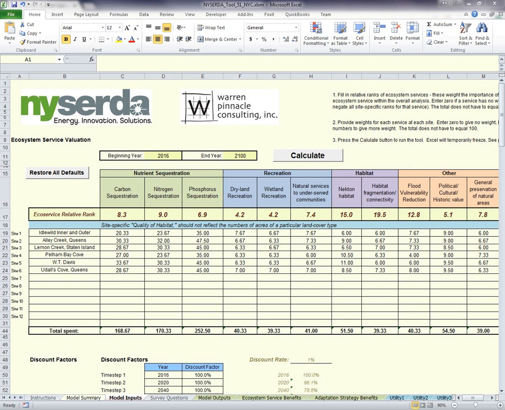Okay, welcome to part 2 of the DMMT tutorial. In this case, we're going to be changing model inputs and assumptions and seeing the effects that they have.